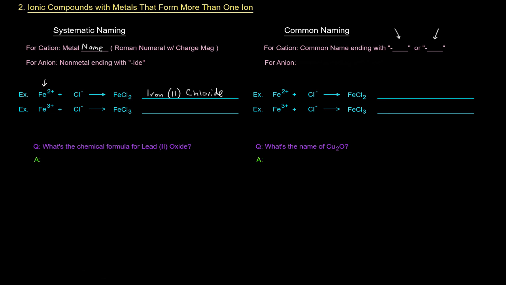Okay, and then for Fe3 plus, that's iron 3, right? And we still have chloride here, so FeCl3 would be the formula there, and so the name would be iron 3 chloride.